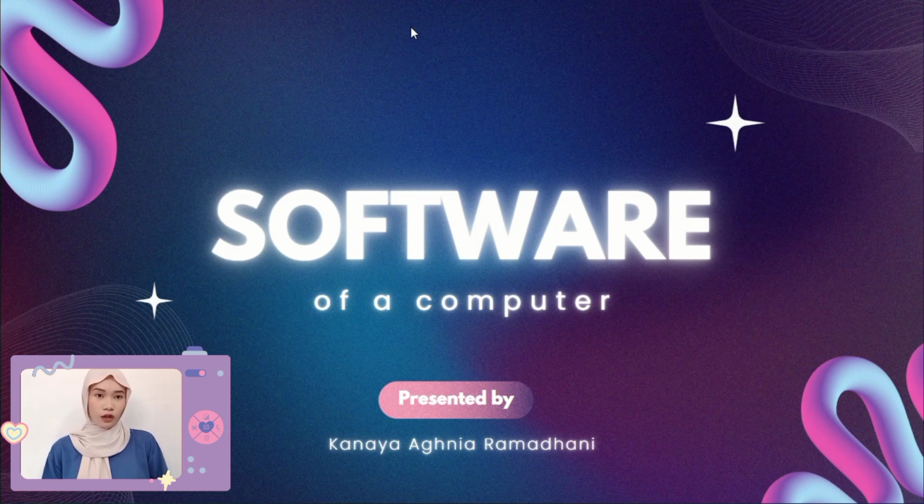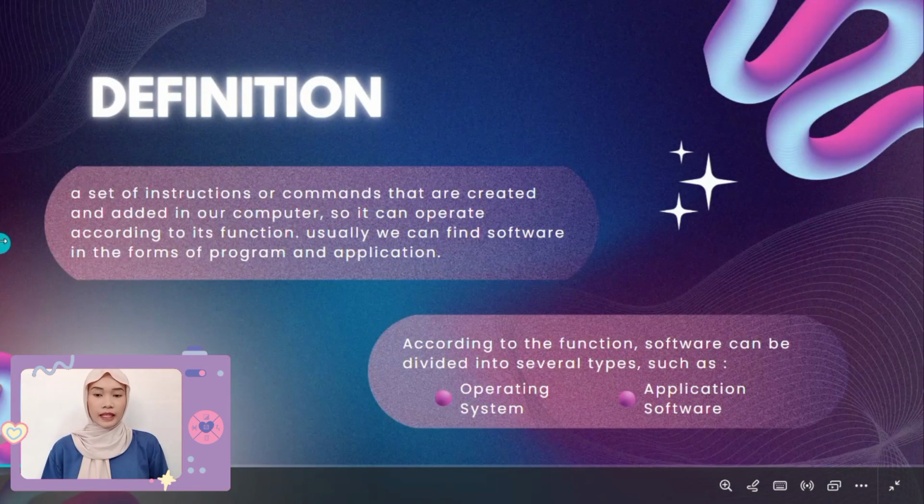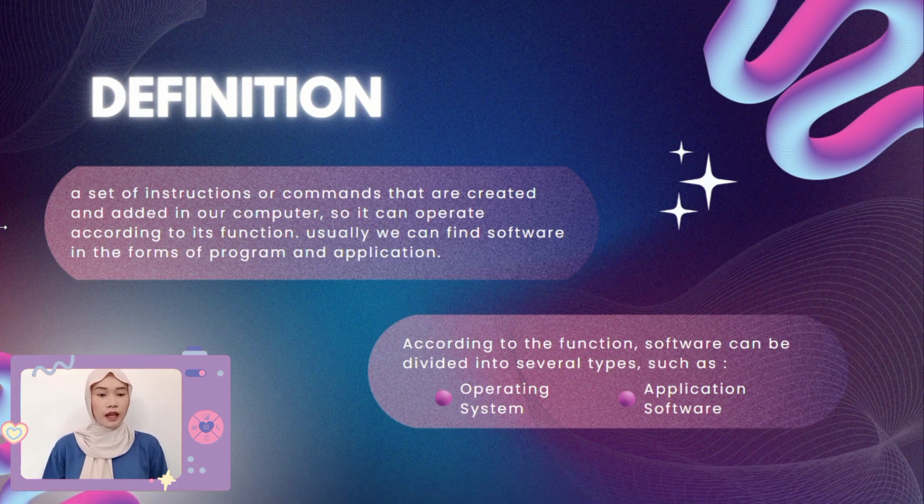Do you know what software is? Software is a set of instructions or commands that are created and added in our computer, so our computer can operate according to its function. Usually, we can find software in the form of programs and applications. Without realizing it, we use software every day, whether on our phone or our laptop. For example, when we communicate with our friends, we use WhatsApp. Or when we are bored, we scroll TikTok. And there are many more applications and programs we use every day.